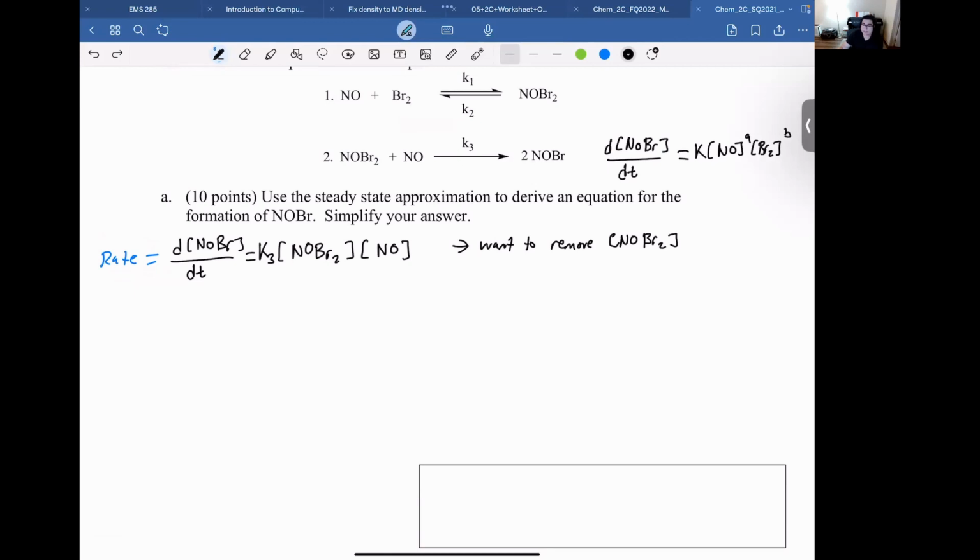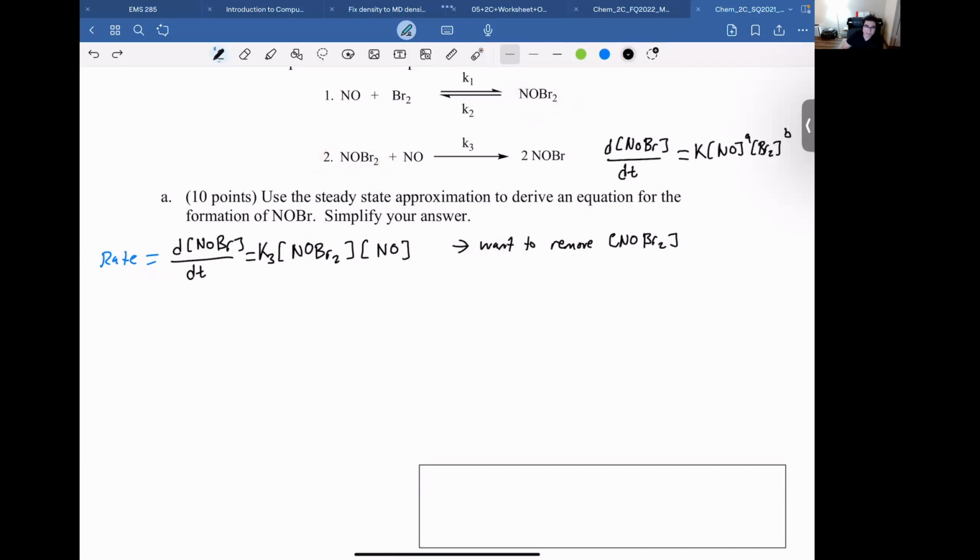What we do is we use a steady state approximation. So what does that mean? The steady state approximation means that as quickly as you're forming something, it's going to disappear just as quickly. Or there's this equilibrium of formation and consumption, which is the definition of equilibrium, equal rates. I like the way they write it on the answer key.